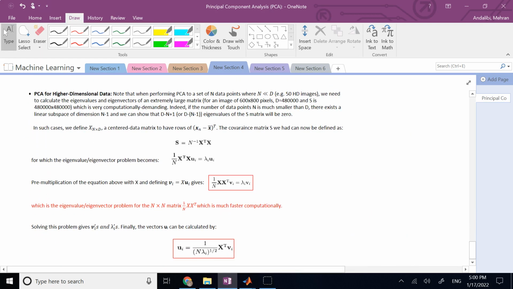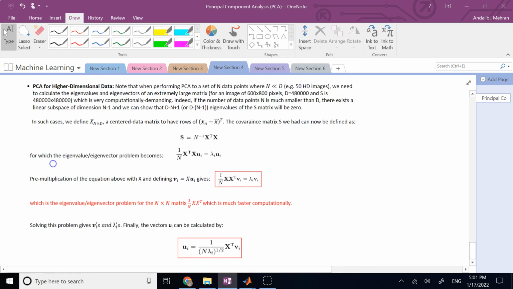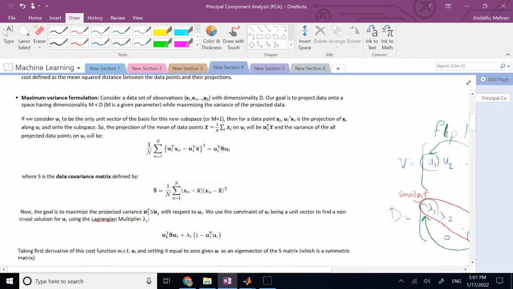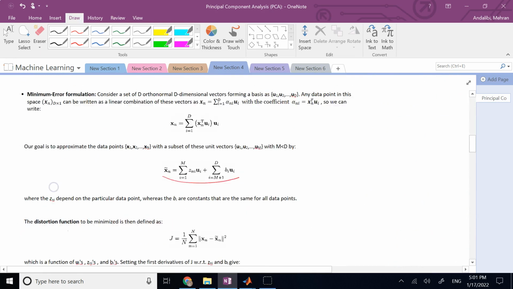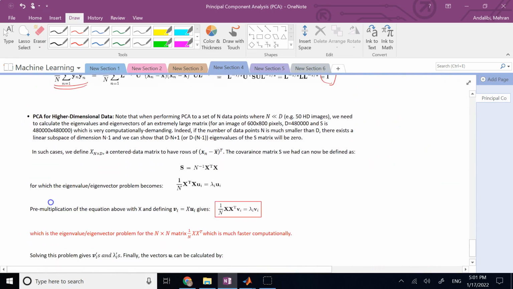The last point I need to mention is PCA for higher dimension data. This is especially important when we are dealing with images. When you're dealing with images and you want to do some PCA for images, remember, just like these number 3s that we talked about. If you want to do that, then what?